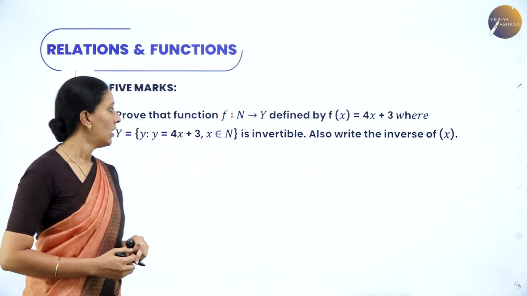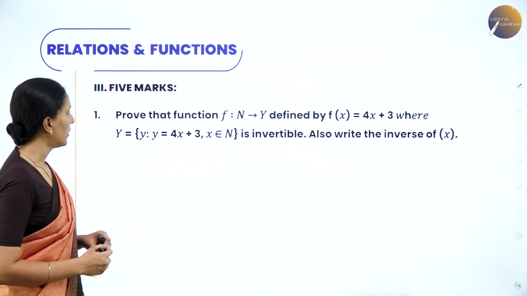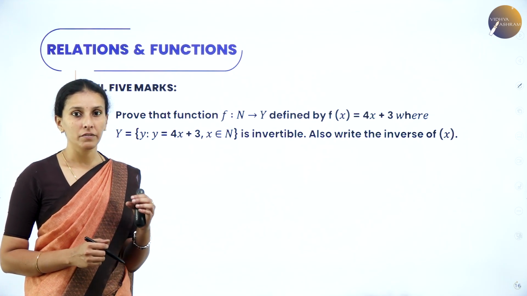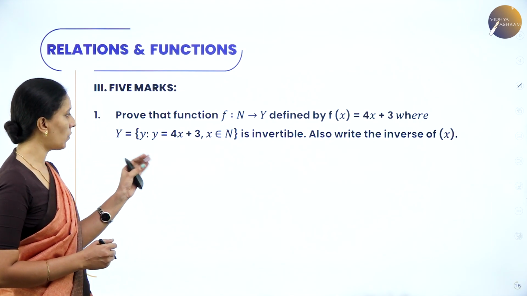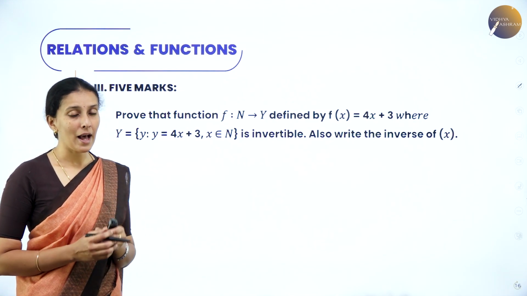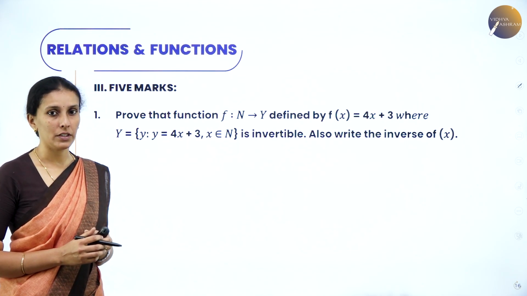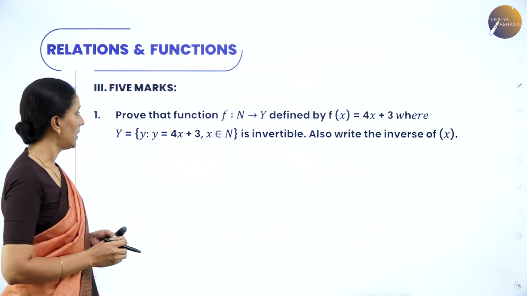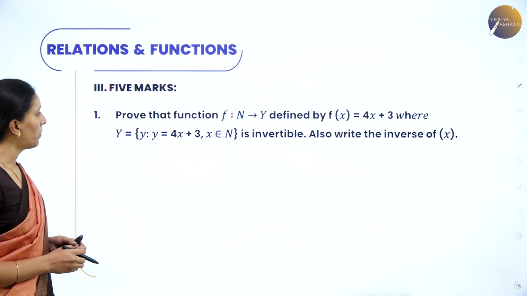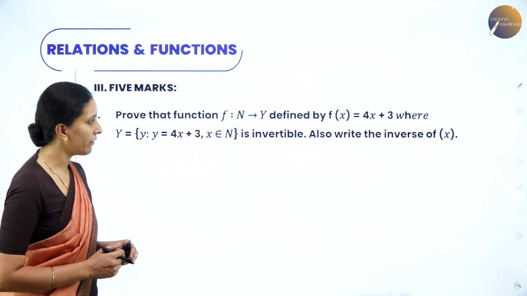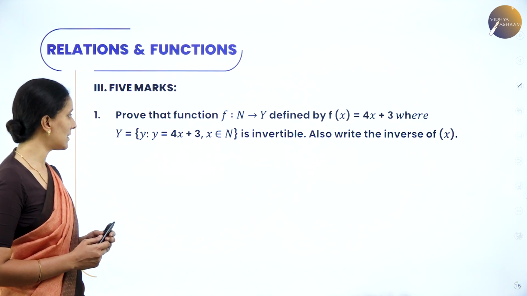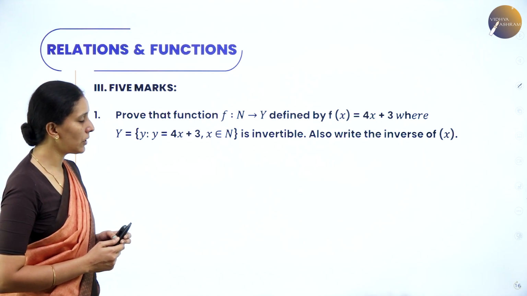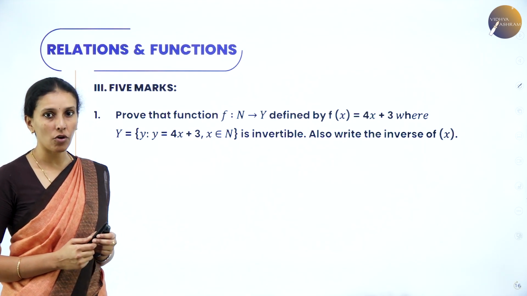Now, let's look at the 5-mark questions. I told you in 5-mark questions, there will be questions on the inverse of a function, that is f of x is equal to 4x plus 3 form, or they may ask you for bijective, that is to show whether the function is one-one, onto and bijective. Now, let's take this question. Prove that the function f from N to Y defined by f of x is equal to 4x plus 3, where y is equal to 4x plus 3, is invertible. Also, write the inverse of f of x.